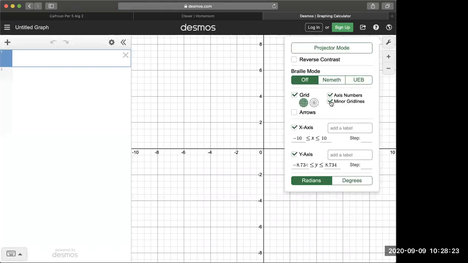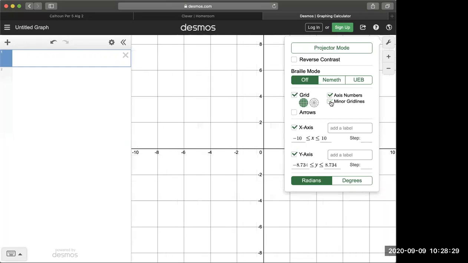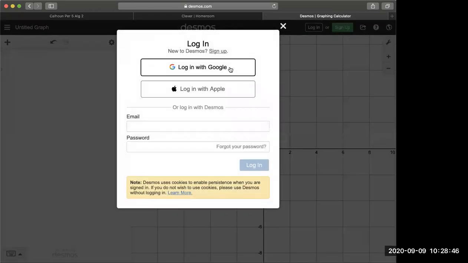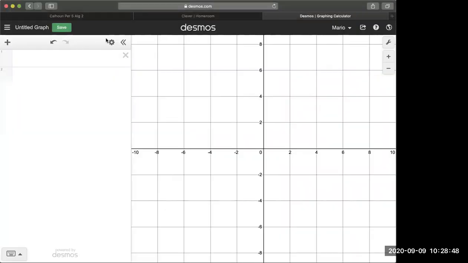Is that in the classroom? No, just go to the website Desmos. I'll be honest, I forgot to put the link, but it's just DESMOS.com. Let me log in. I forgot I should log in.